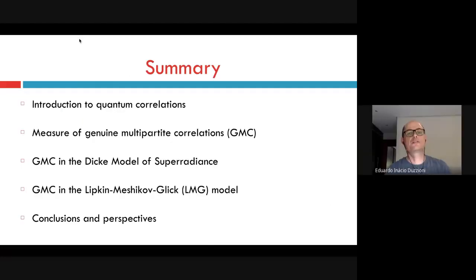The summary of my presentation is: first, I will introduce the notion of quantum correlations. Then I will introduce the measure of genuine multipartite correlations that I use today. Then I will apply this measure in two models, the Dicke model of superradiance and the Lipkin-Meshkov-Glick model. And then I will present my conclusions and perspectives.